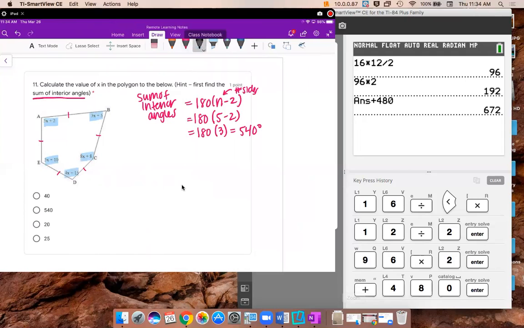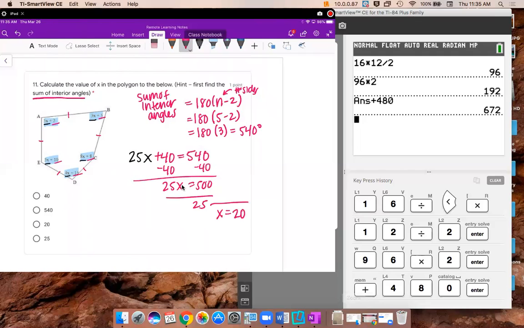So I just take all of my x's and I add all of those together. So 5x plus 3x plus 5x plus 8x plus 4x, that becomes 25x. And then I add up all of the individual numbers out back, and that becomes plus 40. And then I know all of that has to equal 540. So now I just solve for x: subtract 40, got 25x equals 500, divide by 25. So x in this case is going to be 20. So the answer should have been 20.